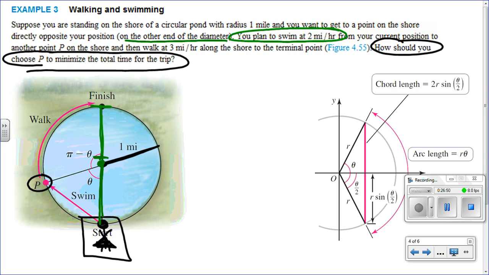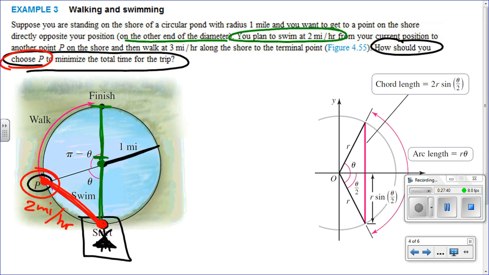So from your current position to another point, and then walk. Oh, so she wants to, instead of swimming the whole distance, because it will be 2 miles, take a shortcut, because perhaps this person can run faster. So then she's going to go from here to here, and we don't really know where this point is, okay? This is actually the whole question. How to choose that point to minimize the total time for the trip. So far we know that her swimming speed is going to be 2 miles per hour.